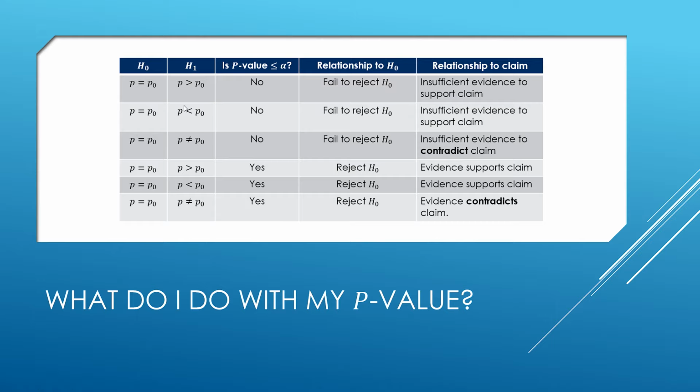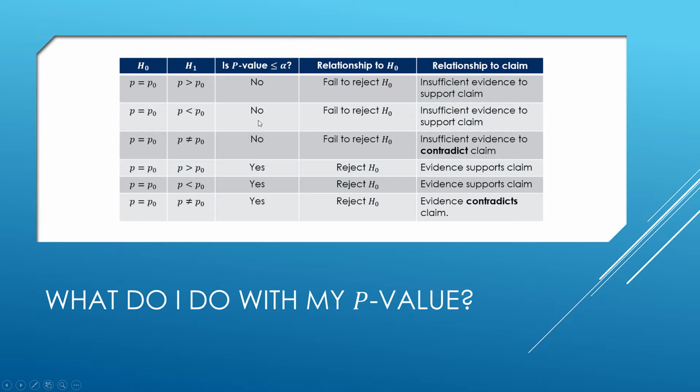That's why I always say you need to pick your alpha value before you get to this stage, because you don't want to accept or fail to reject the null hypothesis because that supports or fails to support your claim. You want this to be as scientific as possible. So that's why I always say decide on alpha before you get to this stage.